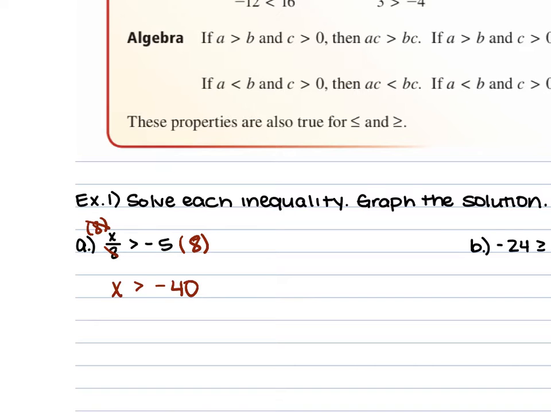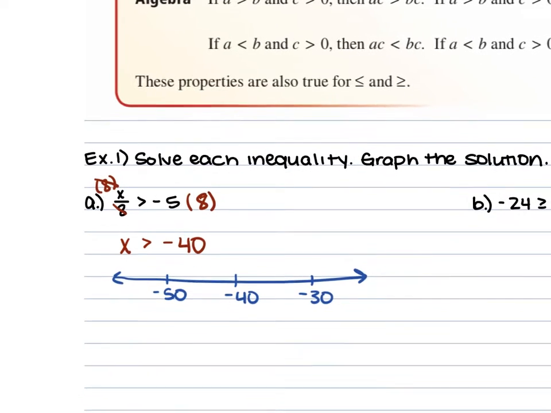Our x comes first, so on our number line, we're going to have the negative 40. I'm going to do a negative 30 and a negative 50. You could do negative 39, negative 41, that's fine. I just chose to do it this way, so that's the way we're going to do it.